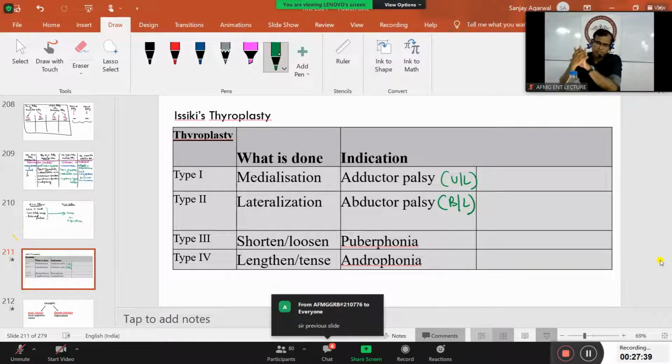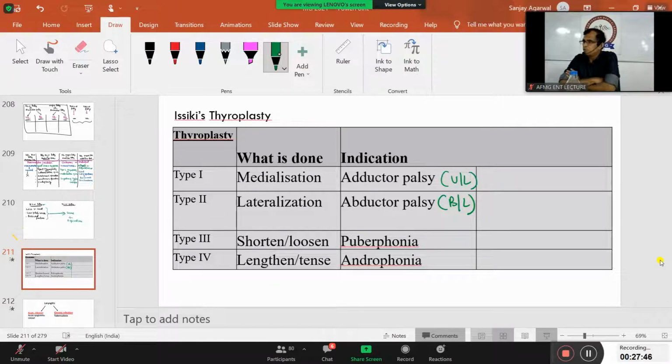So as you can see, type 1 is medialization, for unilateral adductor palsy. Type 2 is lateralization, for bilateral adductor palsy. Type 3 is either shortening or loosening. And type 4, the opposite, is tightening or lengthening. Type 3 is done for puberphonia. Type 4 is done for androphonia.